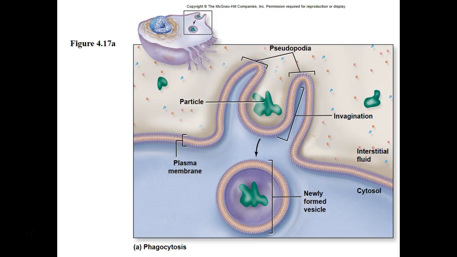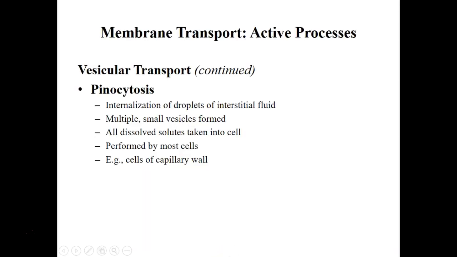So here is endocytosis, a large molecule being taken in. The plasma membrane actually forms around it, forming pseudopods around it, and then pulling it in. Pinocytosis is taking in of small droplets. So all of our cells in general can perform pinocytosis, whereas phagocytosis can be only performed by certain cells.